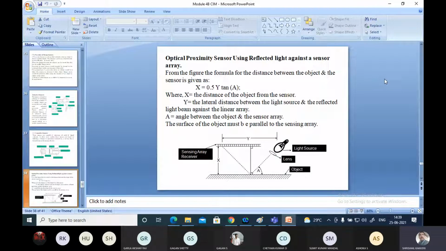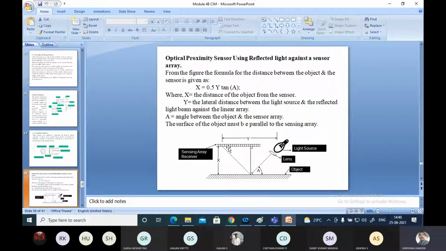And this other one is also called the triangulation technique. It is not given here. Why is it called a triangulation technique? The reflection, the array of sensors and the light source are kept in a triangular form, so it is called the triangulation technique sensor, or simply you can say it is an optical sensor. You can write triangulation technique sensor.